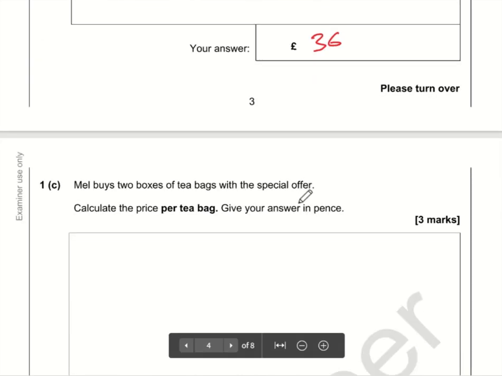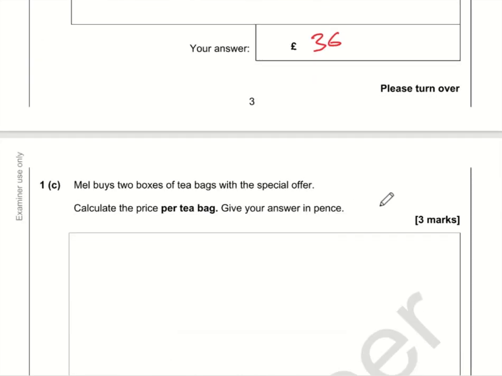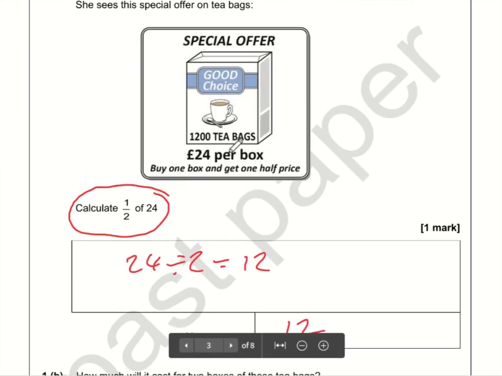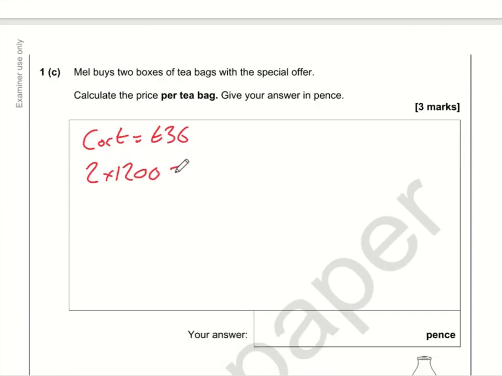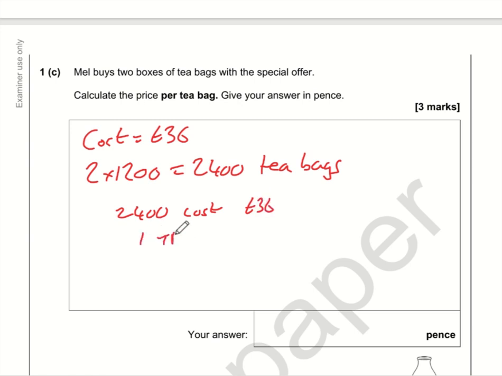Part C: Mel buys 2 boxes of tea bags with the special offer, calculate the price per tea bag. Okay, so the cost is £36, and how many tea bags do we get? Well, there's 1200 in a box, so it's going to be 2 times 1200. 12 times 2 is 24, so 2400 tea bags. So 2400 tea bags cost £36, so one tea bag is going to cost £36 divided by 2400.